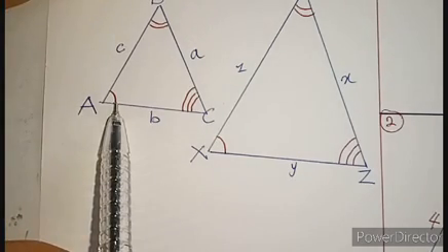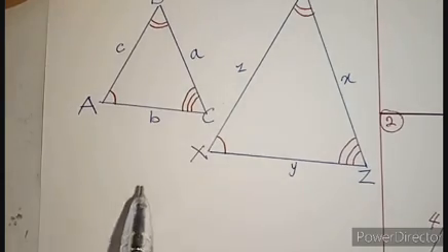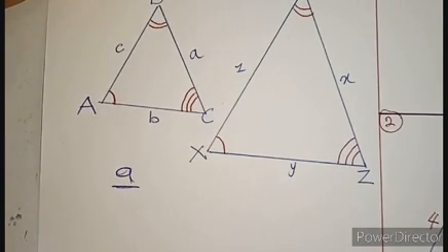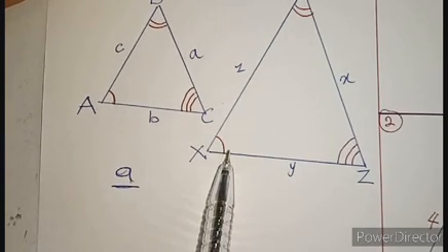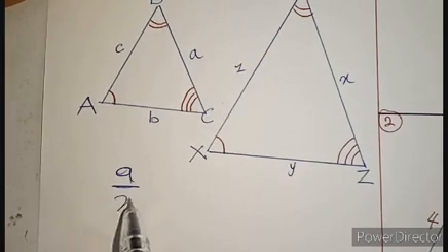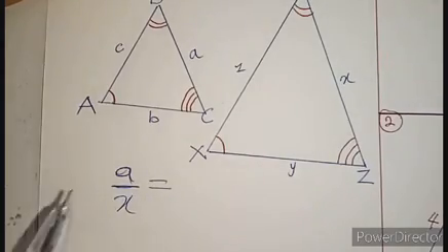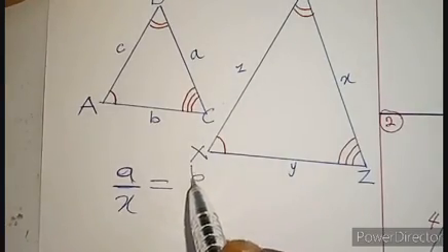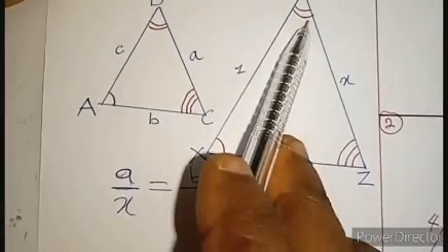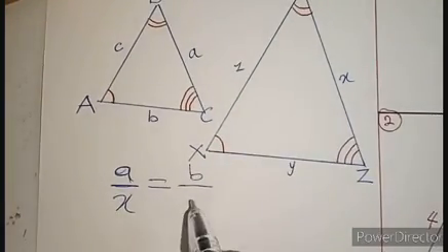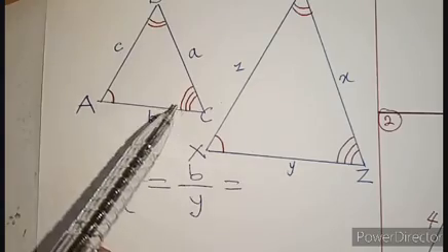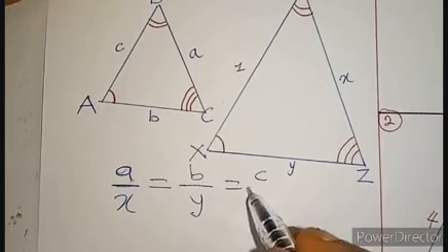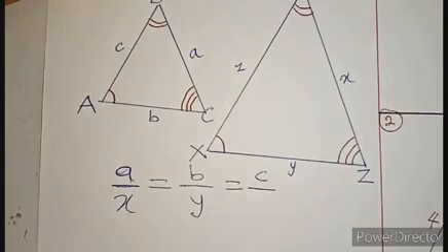The side facing angle one stroke is A. So I'll write A over, that is ratio. Go to the bigger triangle. The side facing angle one stroke is X. It should be equal to the side facing angle double stroke in the smaller one, which is B. The side facing angle double stroke in the bigger one is Y. The side facing angle triple stroke in the smaller one is C, while the side facing angle triple stroke in the bigger one is Z.